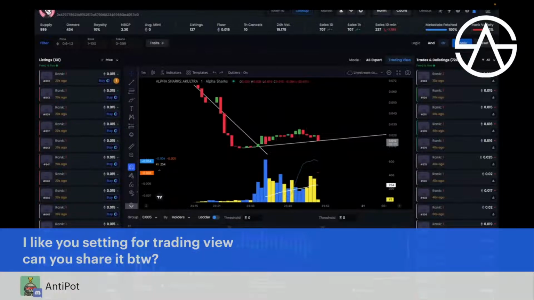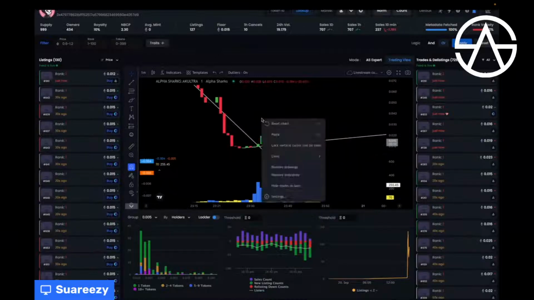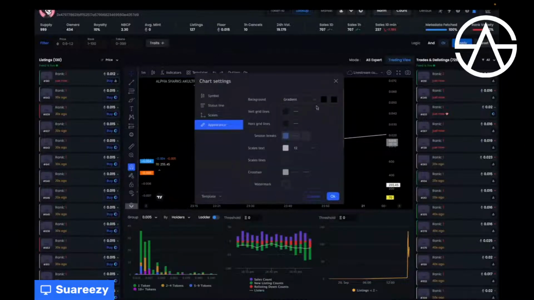I like your setting for TradingView. Can you share it, by the way? Yeah, I just changed the background to black.